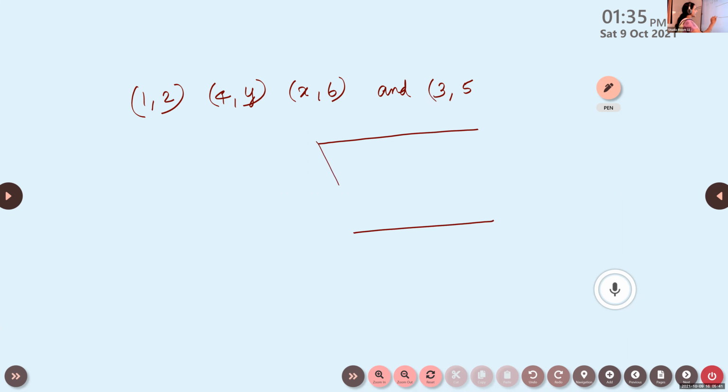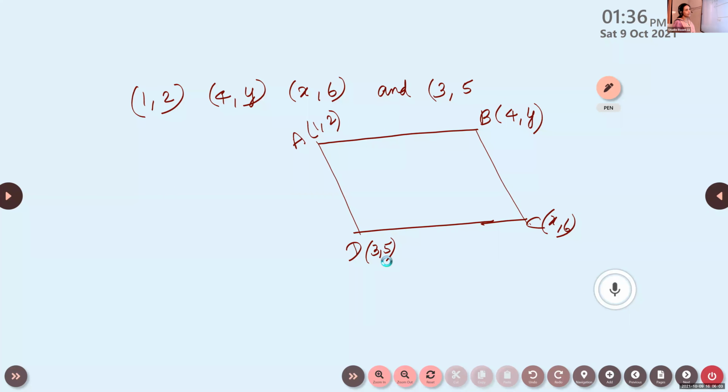So draw the parallelogram. How will you solve this, children? You're given 4 vertices, isn't it? You name the vertices as A, B, C, D. A is the vertex (1, 2), B is (4, y), C is (x, 6), and D is (3, 5). We are asked to find the unknowns.